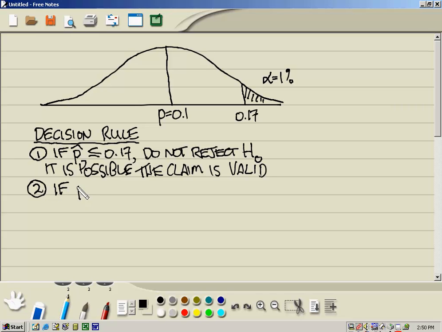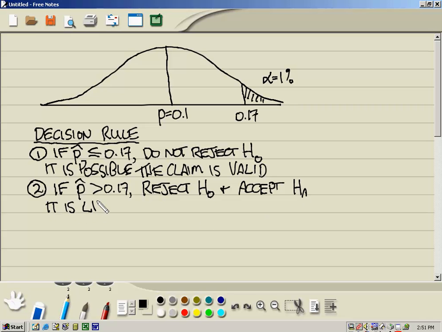Alternatively, where the alpha is, if p hat is greater than 0.17, now we have a sample value too far away from the hypothesized value, so the null is unlikely. We reject the null, and in its place, therefore, we'll accept the alternate. Interpretation: it is likely the alternate is true, it's likely the claim is not valid.